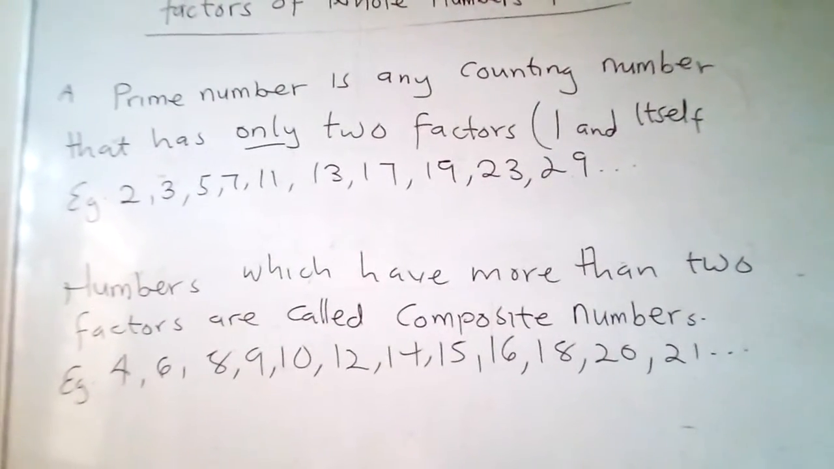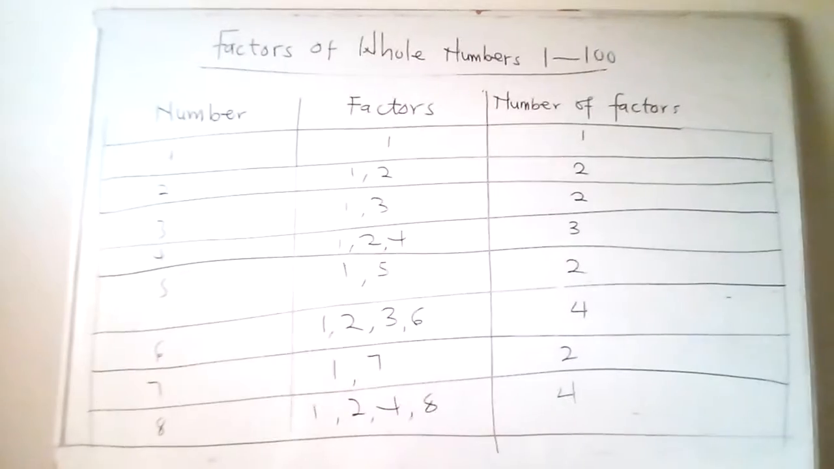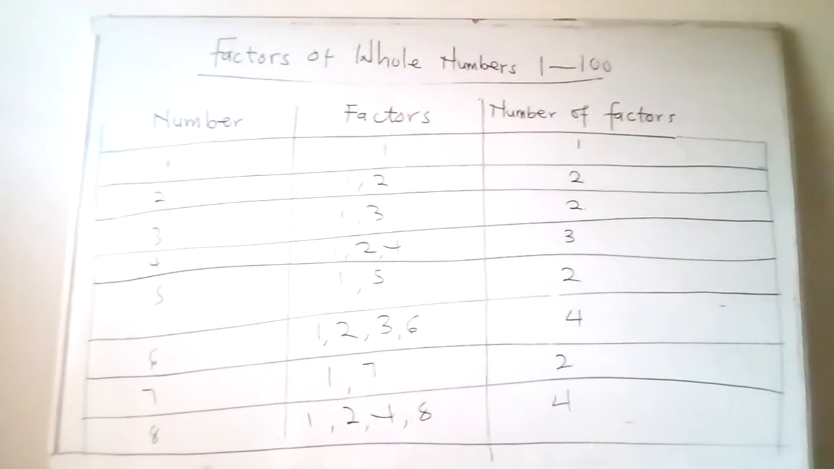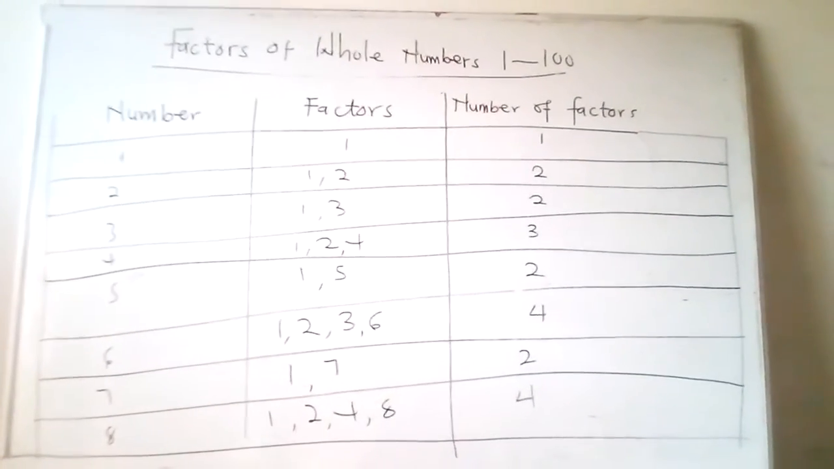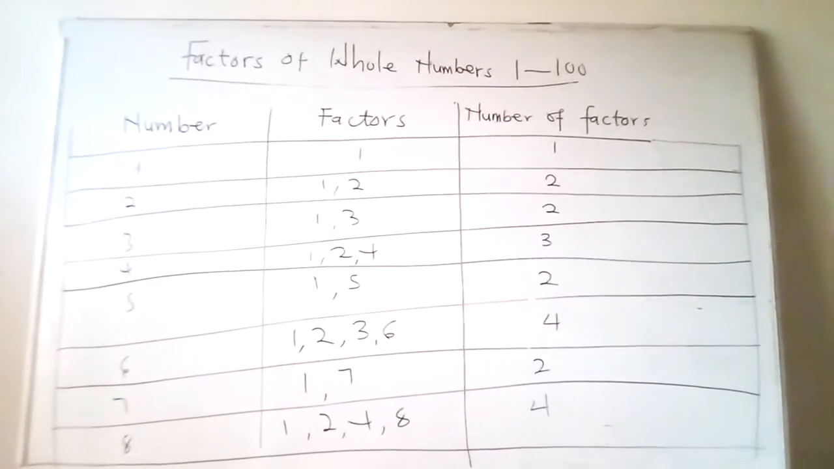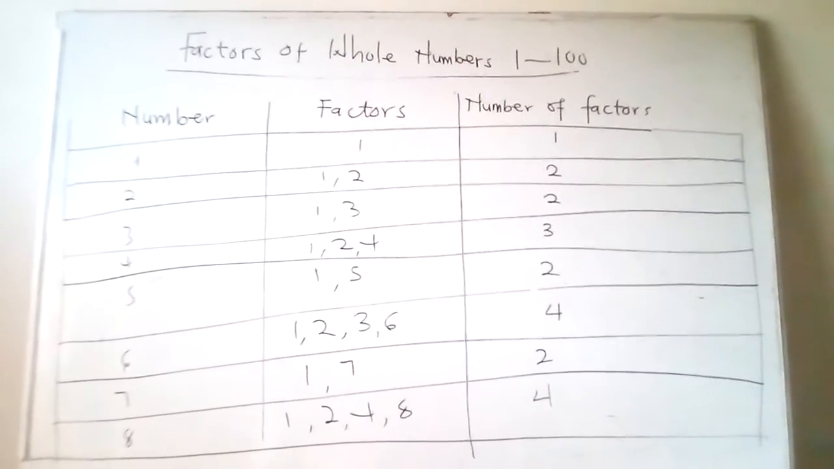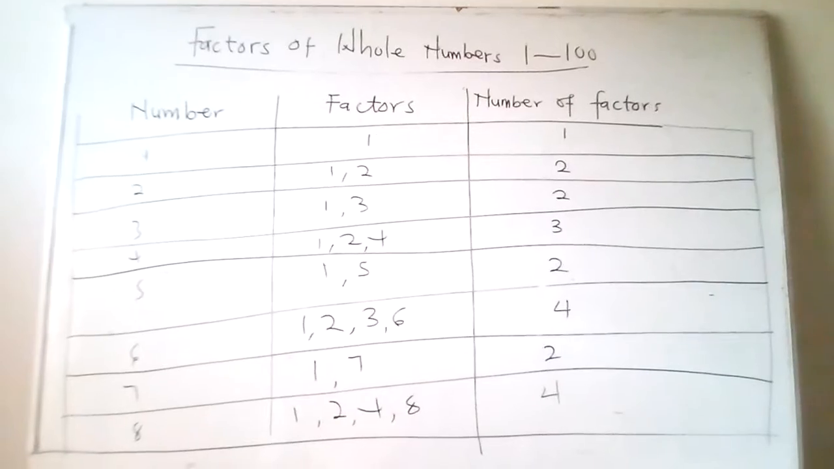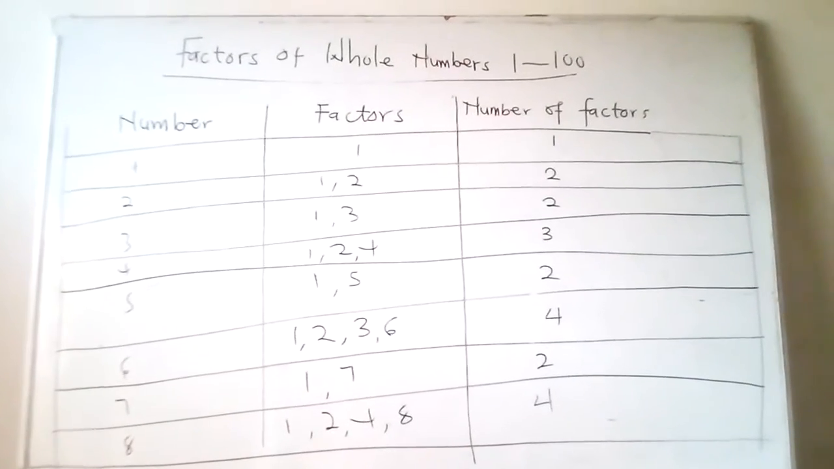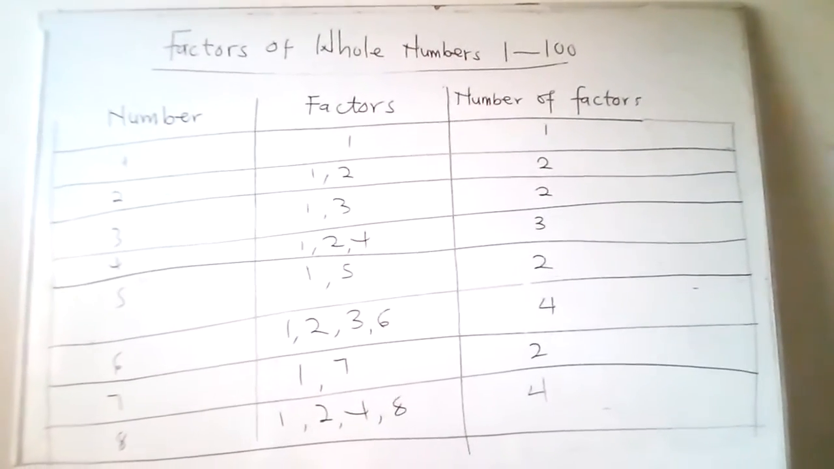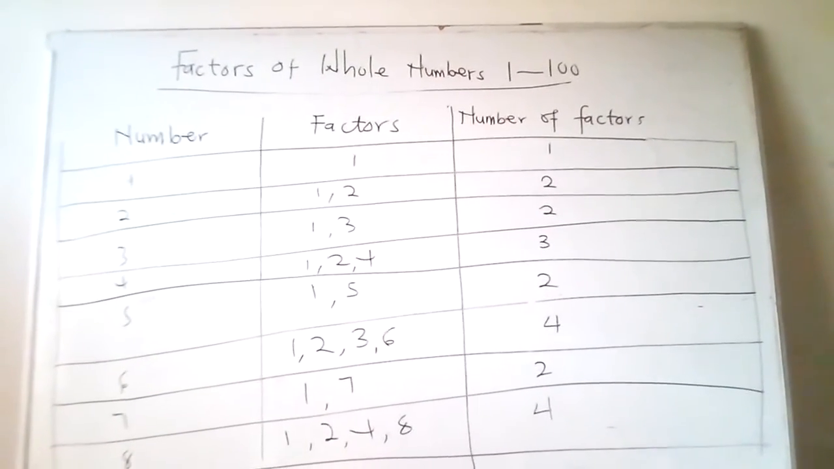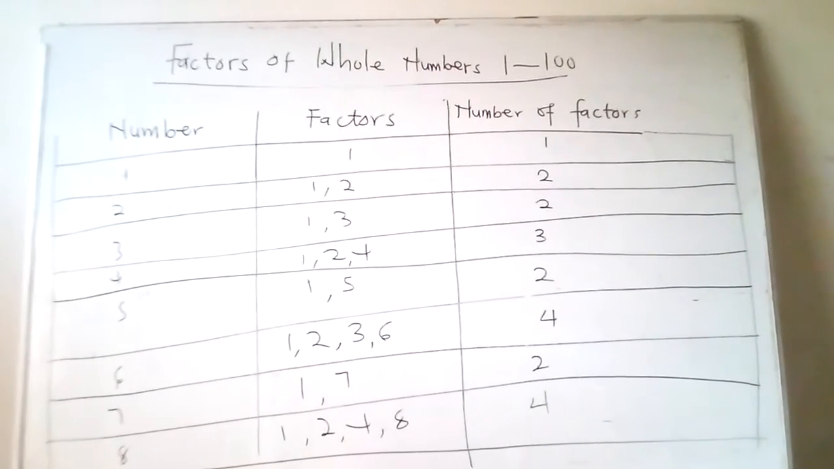1 is not a prime number because it has only 1 factor. Let's look at the table below. We have the number of factors. 1 has only 1 factor, so 1 is neither a prime number nor a composite number. 2 has only 2 factors, which are 1 and 2, so 2 is a prime number. 3 has 1 and 3 as factors, so it has 2 factors, and 3 is a prime number.